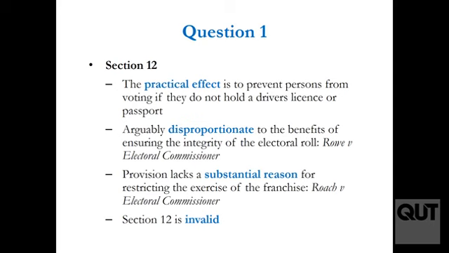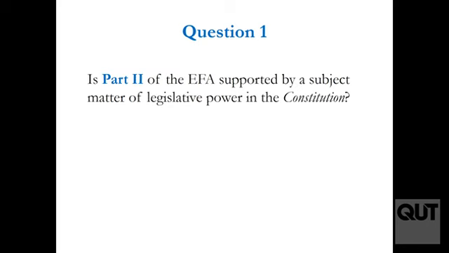But there are similar statements that are made in the decision of Rowe and Electoral Commissioner as well. So the conclusion here is that Section 12, I think, would be invalid. Is everyone happy with how we've worked through that? So that is really the level of detail you would need to go into to get a good mark in this unit, I guess. So forgive me if it is a little bit tedious for a Monday night.